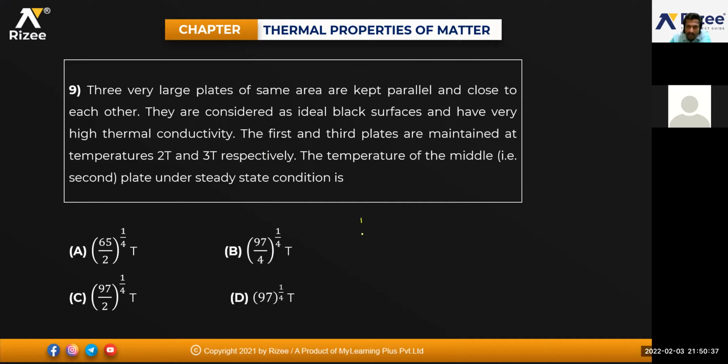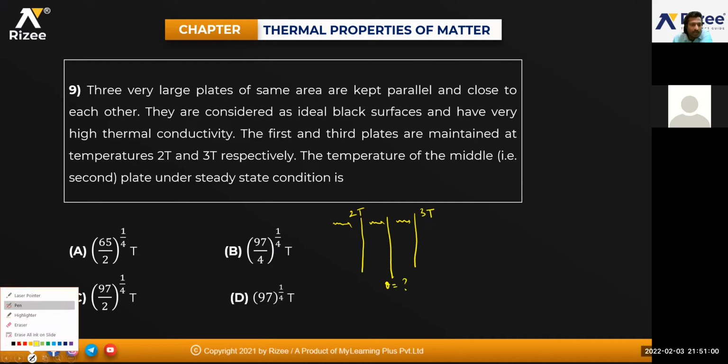Plates are being kept like this. So whatever heat is flowing, it will be the same from this one, and it is also the same from this one. Large plates, each considered ideal black surfaces with high thermal conductivity. The first one is having temperature 2T and the third one is having a temperature of 3T. The temperature of the middle plate will be equal to how much? This temperature theta is equal to how much? Can anyone try it?